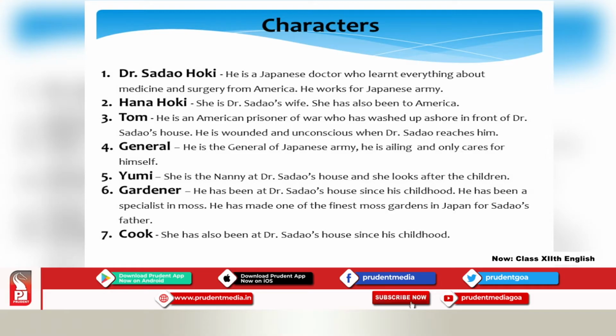The next character is the general. He is the general of the Japanese army. He is ailing and he only cares for himself. The next character is Yumi, who is the nanny at Dr. Sadao's house to look after the children. The sixth character is the gardener. He has been at Dr. Sadao's house since his childhood. He has been a specialist in moss and he had made one of the finest moss gardens in Japan for Sadao's father. The last character is the cook, and she has also been in the house since Sadao's childhood.